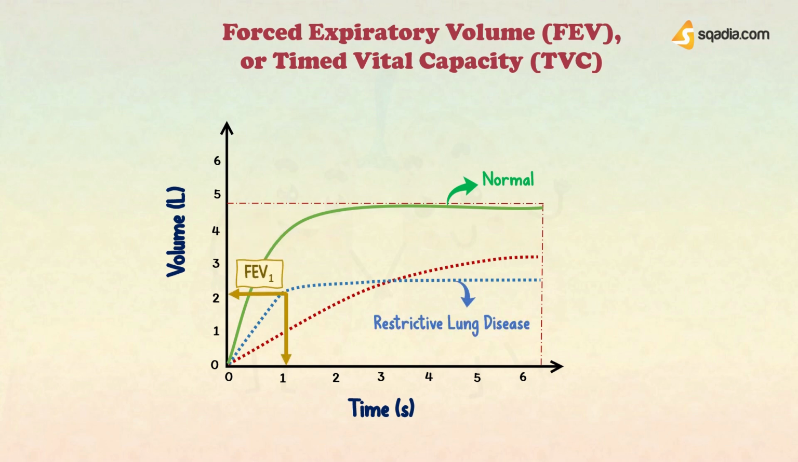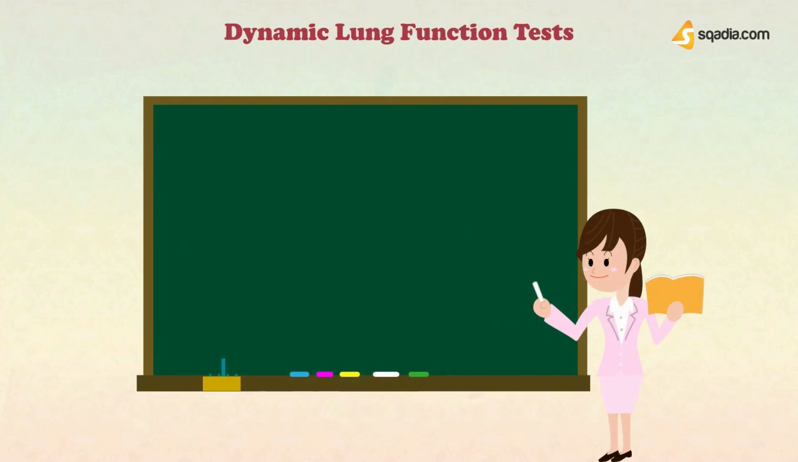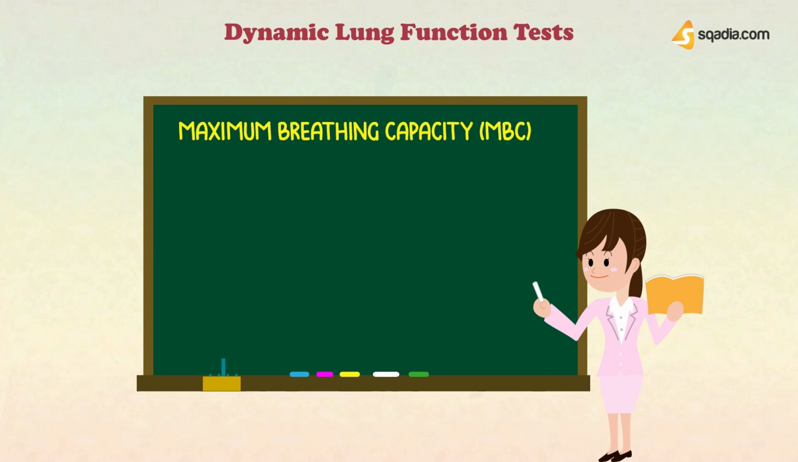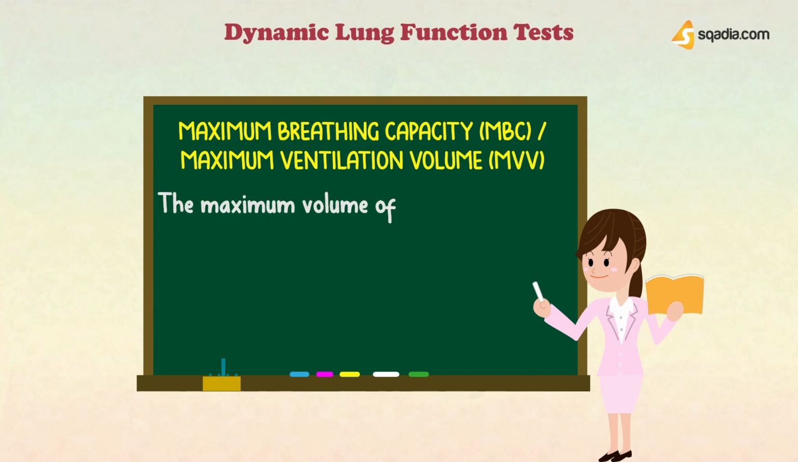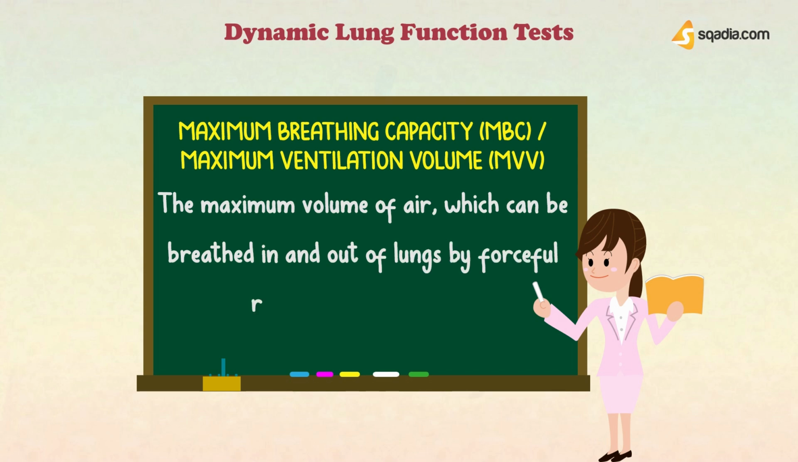It is slightly reduced in some restrictive respiratory diseases, like fibrosis of lungs, and very much decreased in obstructive diseases, like asthma and emphysema. So, the third dynamic lung function test we are going to discuss is maximum breathing capacity, or MBC, also known as maximum ventilation volume, or MVV, which is the maximum volume of air which can be breathed in and out of lungs by forceful respiration per minute.